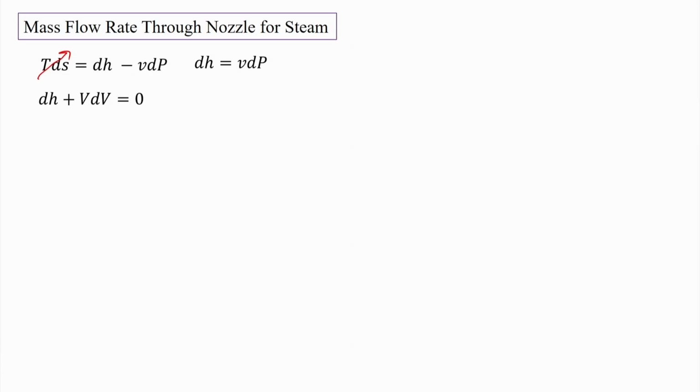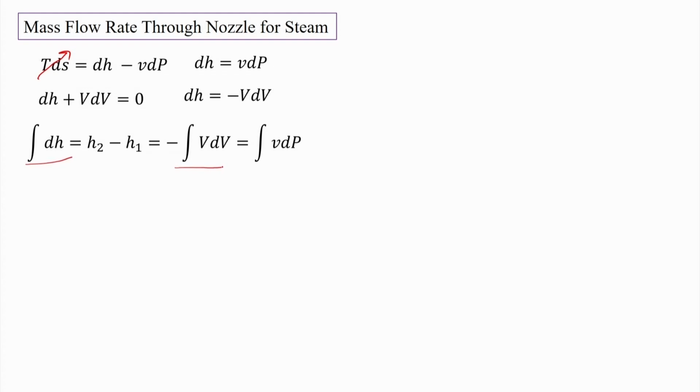But from the energy equation we also know that H plus V square by 2 is equal to constant, and the differential form of that expression is dH plus VdV is equal to 0. So, we have another expression for the change in enthalpy, which is minus VdV. This gives us dH is equal to minus VdV is equal to VdP, and now if we integrate all three sides, we get integration dH is equal to integration minus VdV is equal to integration VdP.